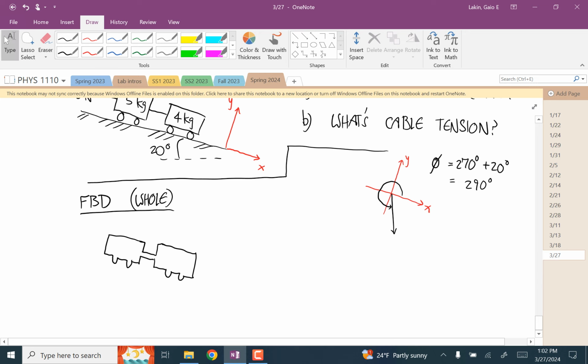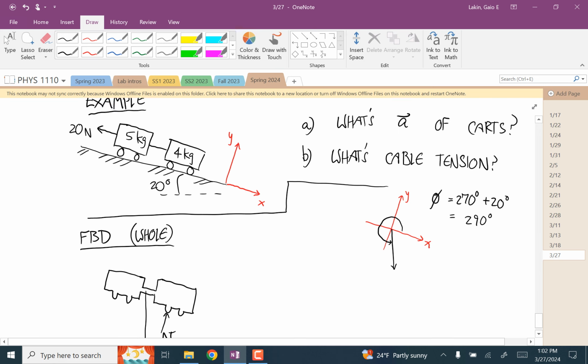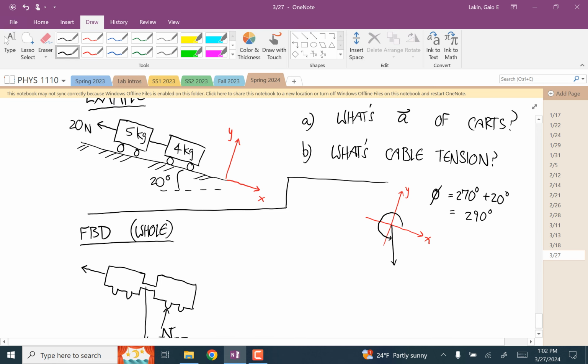Okay. The total mass of the system is 9 kilograms. So the weight force is 88.29. The total pushing force, I'll call that N total. And then we have a force this way of 20 newtons.